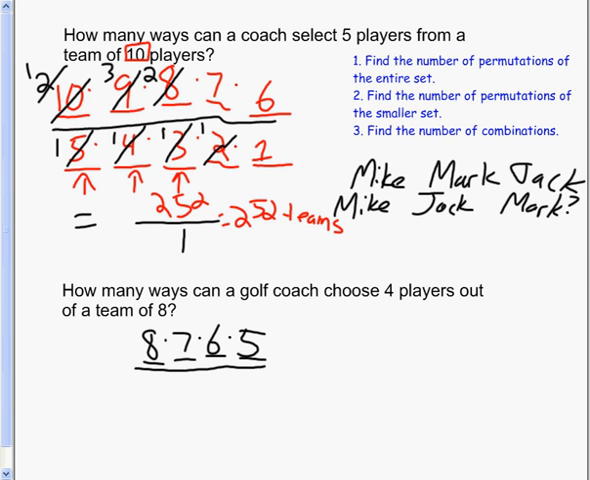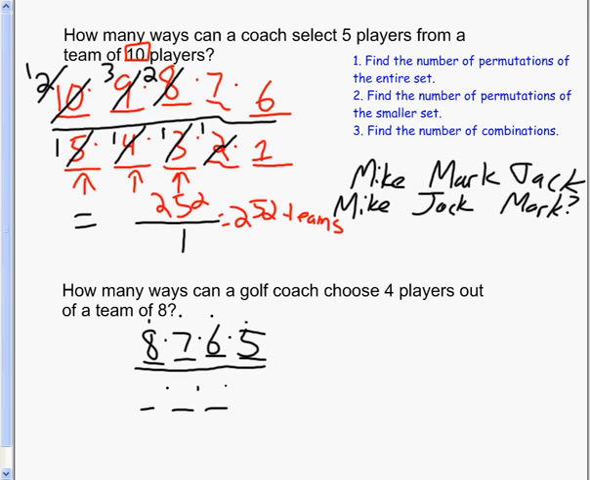Why are we going down by 1 each time? Well, we're going down by 1 each time because once we pick 1 player for the first position, there's only 7 players left standing for that second position. Once we pick a second one, now we have only 6 left standing for the third position. And once we pick him, then we're down to 5 players left standing for that fourth position.